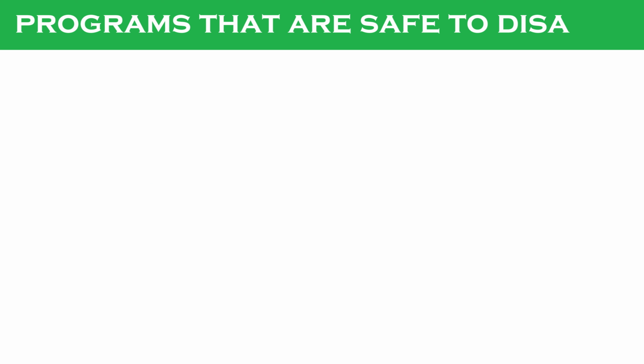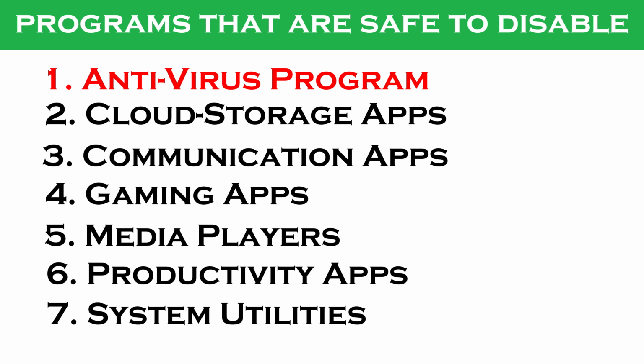Programs that are safe to disable in the background. So here are some programs that you can safely disable in the background at your own risk. Antivirus software, only if you are not using internet 24/7 and are not using external drives and already have your PC scanned. Cloud storage apps, communication apps, gaming apps, media players, productivity apps, system utilities. Not all. This is where you need to be careful selecting the programs to terminate.